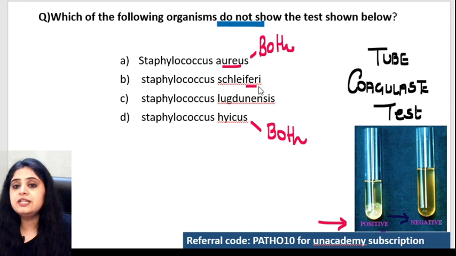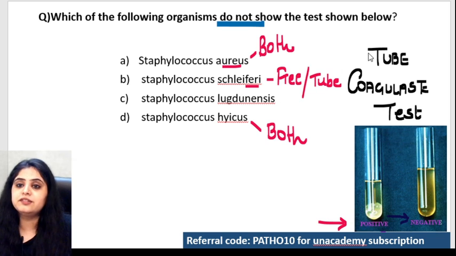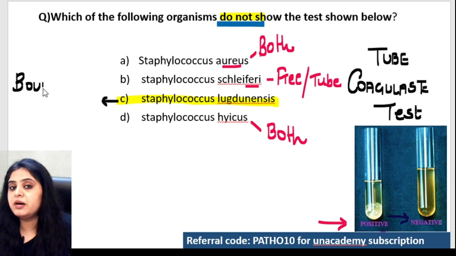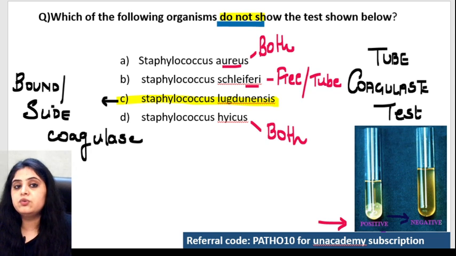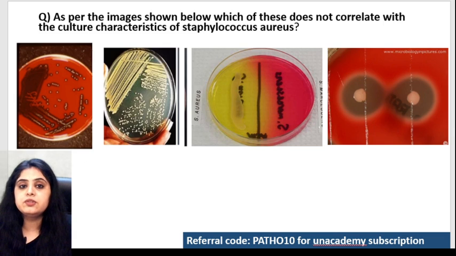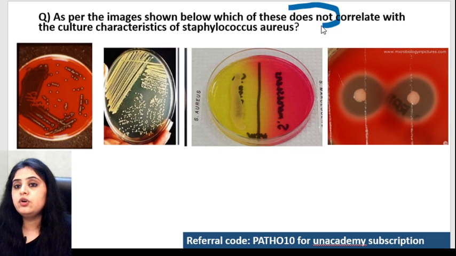Then I said Schleiferi. Schleiferi reminds me of free coagulase. 4 alphabets means tube coagulase. So this also shows me tube coagulase. Which does not show me is Staphylococcus lugdunensis, because lugdunensis reminds me of bound coagulase. Bound coagulase test is the 5 alphabet slide coagulase test. So what's the answer to this question? Staphylococcus lugdunensis.